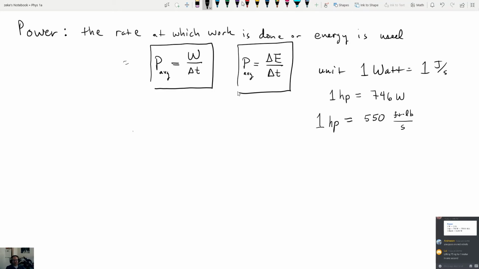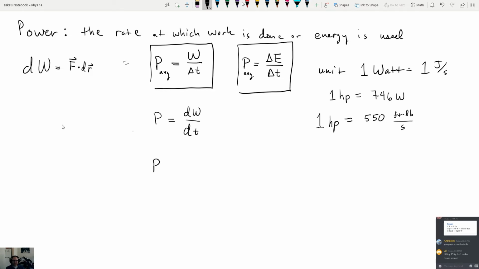Okay, so that's our definition of average power. If we want to do instantaneous power, we just take the limit as delta t goes to 0. For instantaneous power, this is going to become the derivative of the work with respect to time. Then we're going to use the integral that we used earlier that says dW is equal to F dot ds or dr. We're going to plug that in here to get a different definition of how we do instantaneous power.